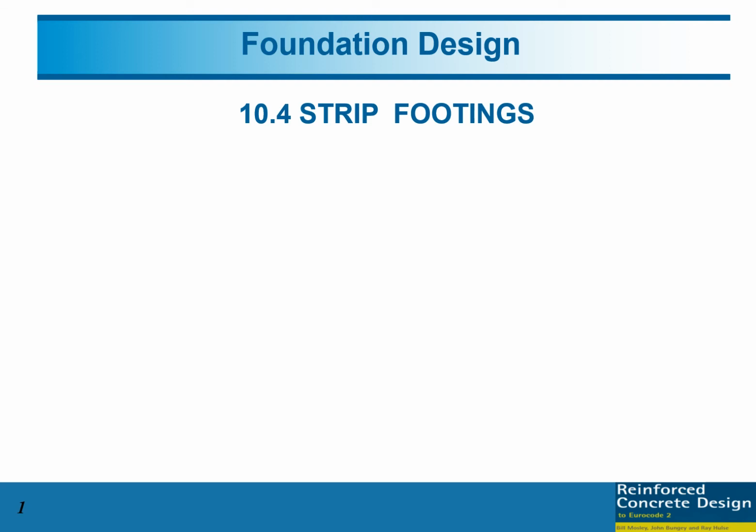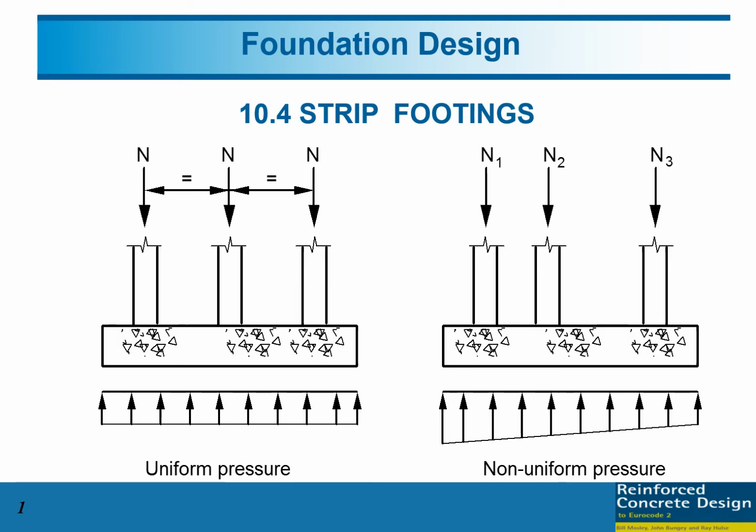The next slide is for strip footing. Okay, so you can see here for the uniform pressure, the distance between the columns is also the same, and the load also has the same value, N equal to N equal to N, so the pressure under the foundation will be uniform. But for case number 2 at the right side, if a different load is applied to the footing, for example N1, N2, N3, they will have different pressure from the soil. Okay, so this is the strip footing.